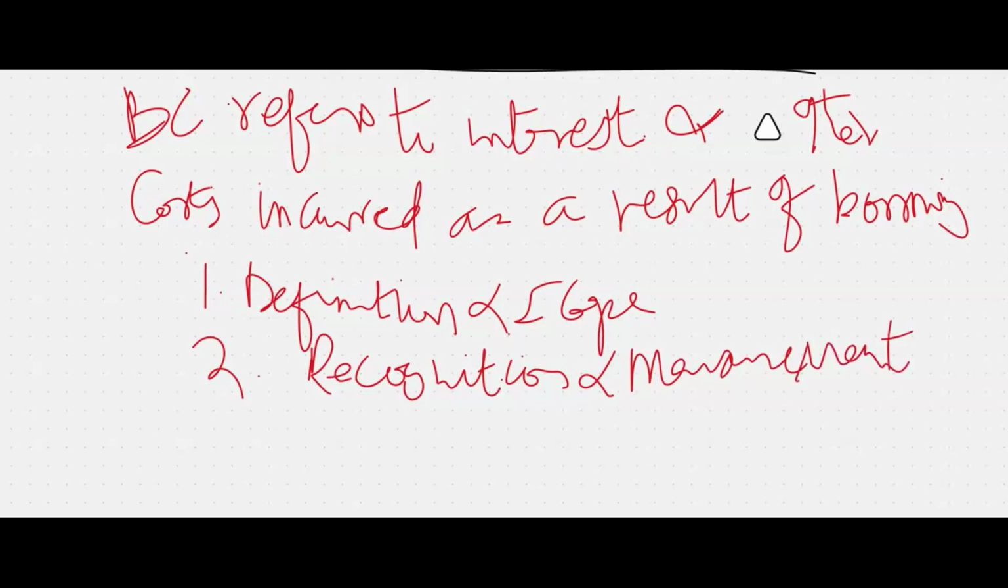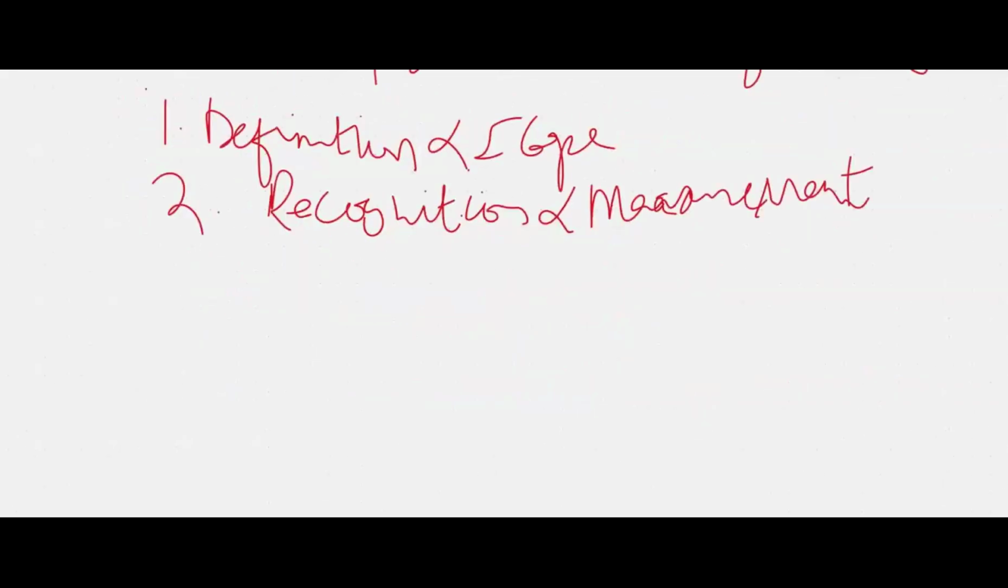So measurements, we have to look at if there is any subsequent measurement. So let me put all under recognition and measurement. So by 8, I should be ending because I have a class at 8. Recognition and measurement. So definition and scope, recognition and measurement.